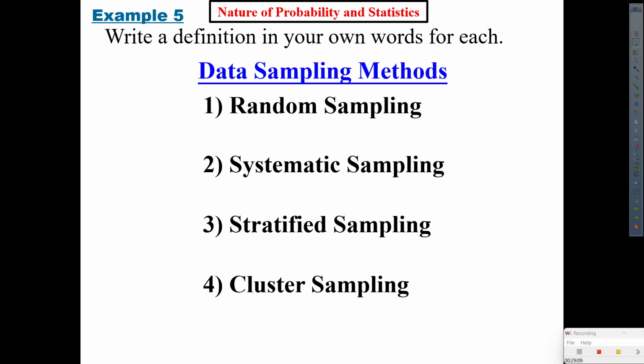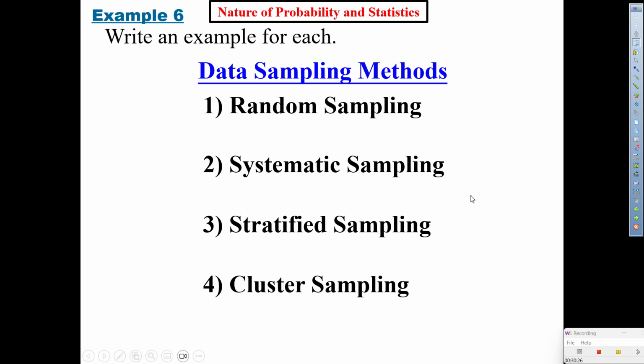All right, really quick, explain it to your neighbor. What did you write? What is cluster sampling? Tell your neighbor. What is cluster sampling? All right. We good? All right, thank you.